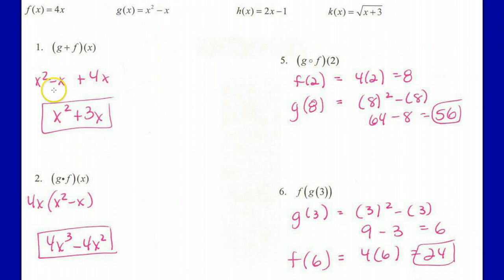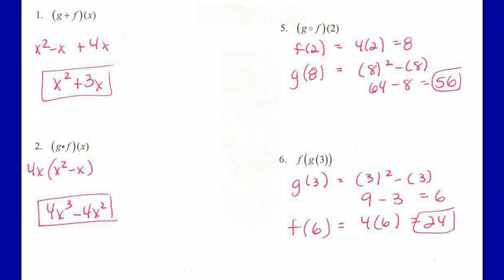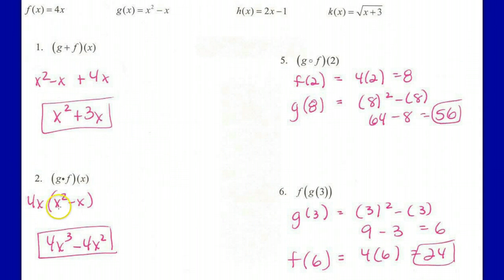Here's f. It says to add them together, so literally that's all I did, and combine like terms. That's all you got to do. Number 2, I took the 2 functions, and it says that big black dot there means multiplication, so I'm going to literally multiply my 2 functions together. So I take g and f and multiply them together and clean that up.